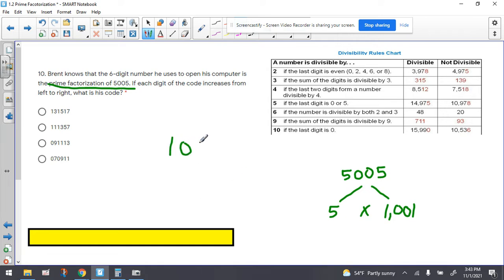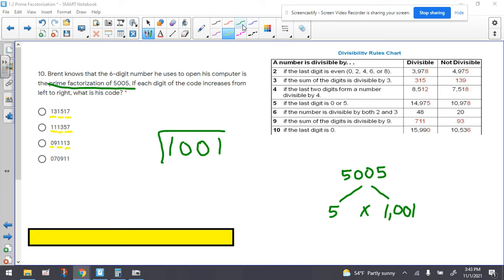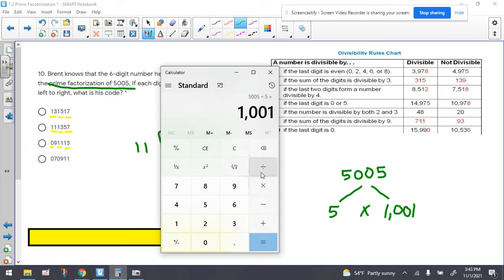So if we don't have a calculator and we have to start dividing, we could consider our divisibility rules, but also let's look at the answer choices, because remember that these are representing the digits of the code. Numbers that I'm seeing in here are numbers like 13, 15, and 17. This might be 11, 13, and 57. This might be 9, 11, and 13. So how about we try dividing this thing by 11, which is a prime number, by the way. Let's take this number and divide it by 11. So this number divided by 11 gives us 91.